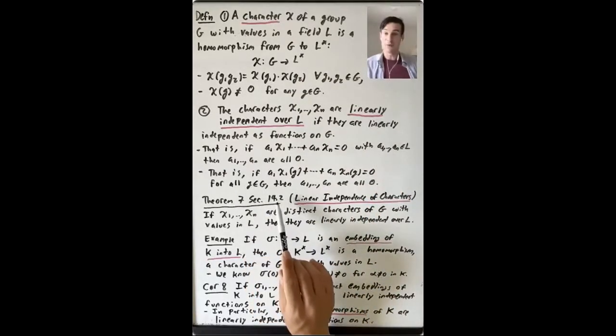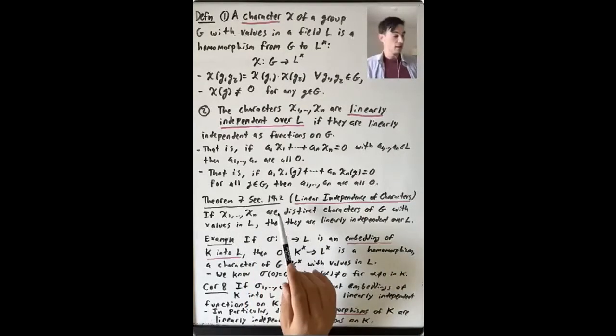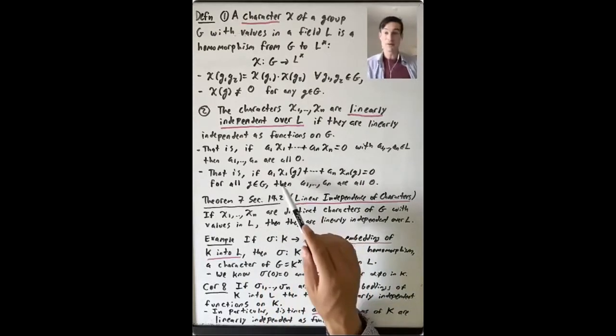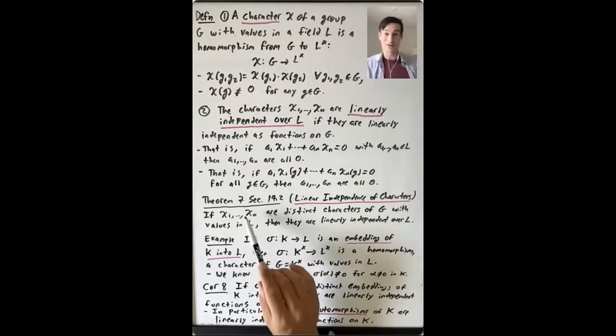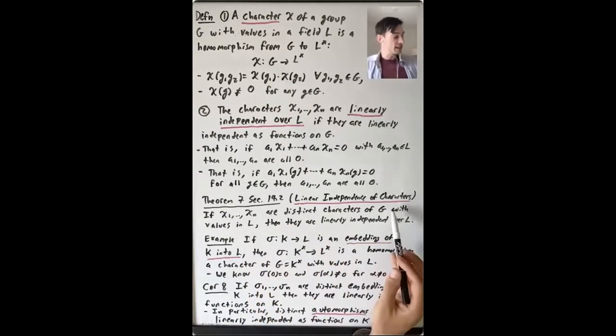Theorem 7 in section 14.2, which I'll prove in this video, is about linear independence of characters. If you have chi1 up through chi n being distinct characters of G with values in L, meaning there are no two characters that send every element of the group to the same place, so any two characters have to send at least one group element to different places, then they are linearly independent over L.